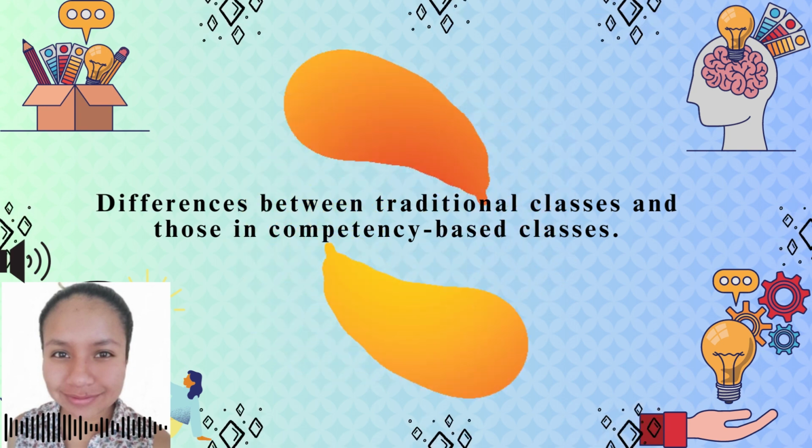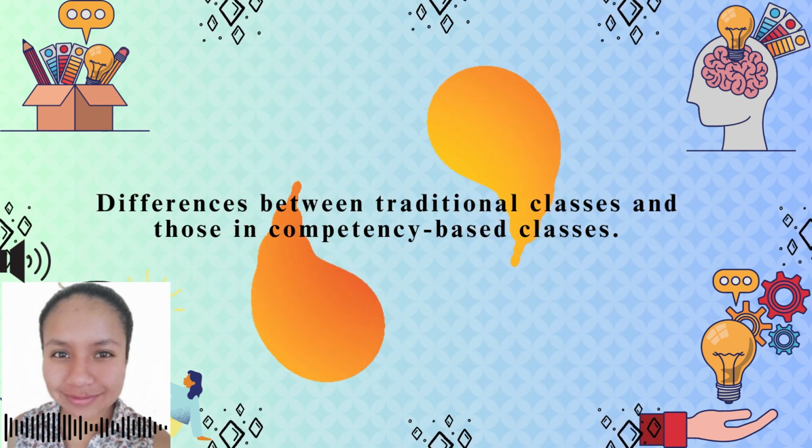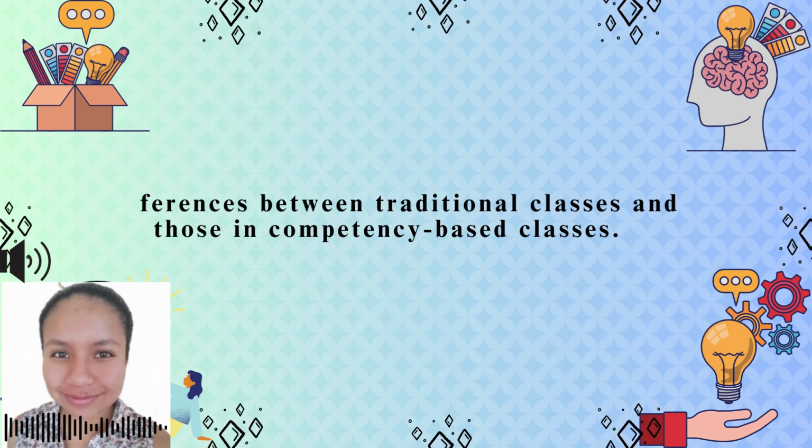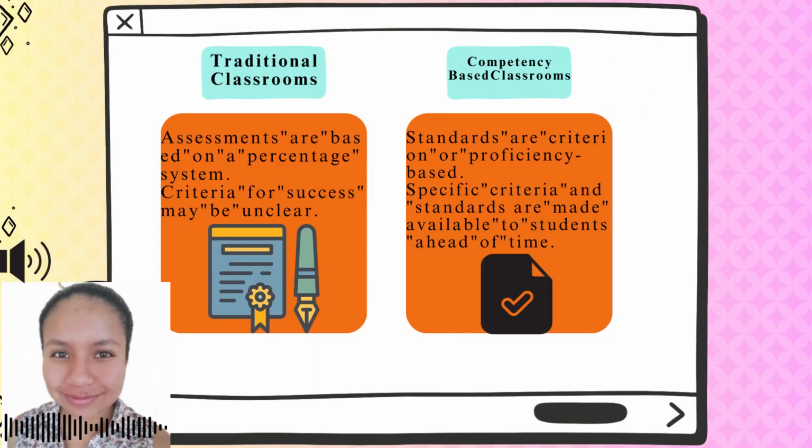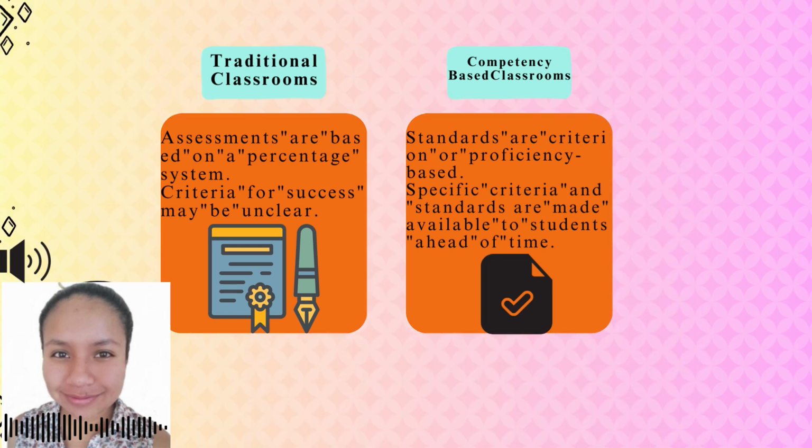Continue. Differences between traditional classes and competence-based classes. In traditional classrooms, assessments are based on a percentage system. Criteria for success may be unclear. In competence-based classrooms, standards are criterion or proficiency-based. Specific criteria and standards are made available to students ahead of time.